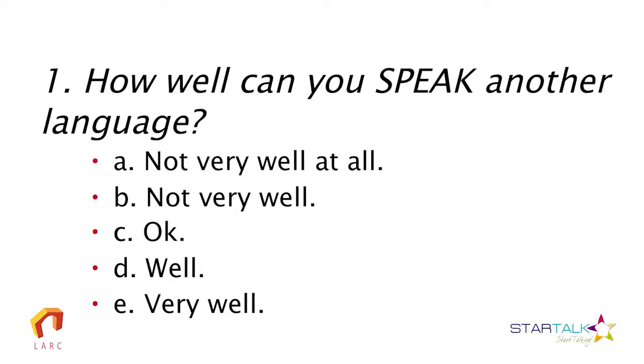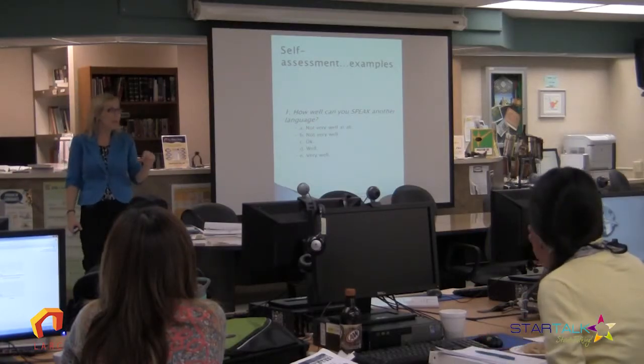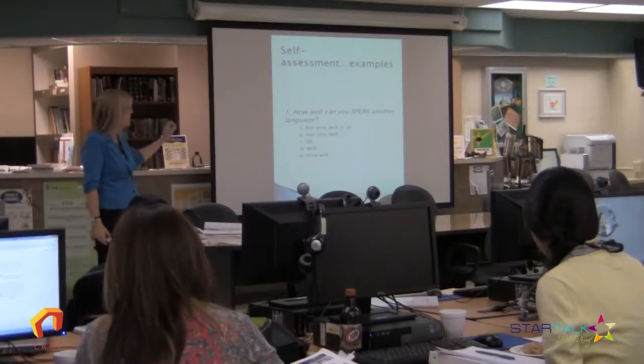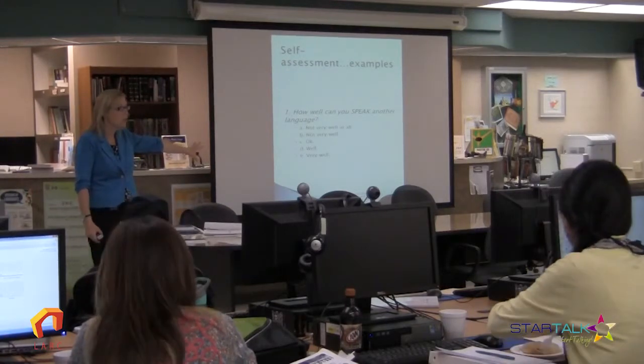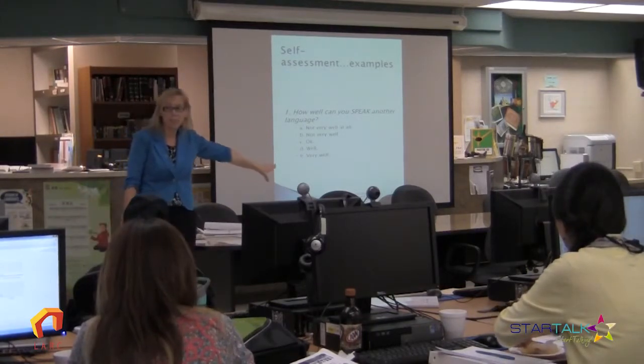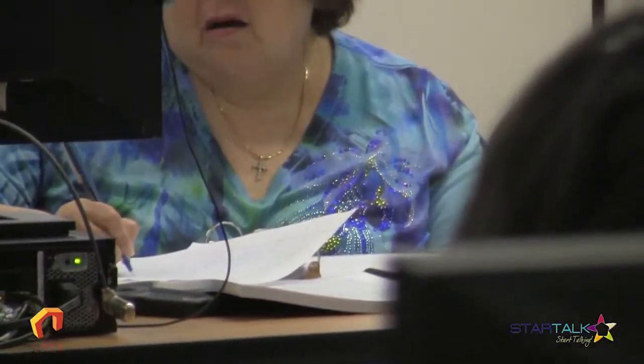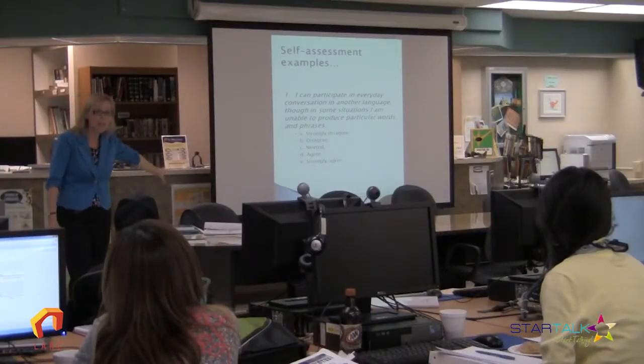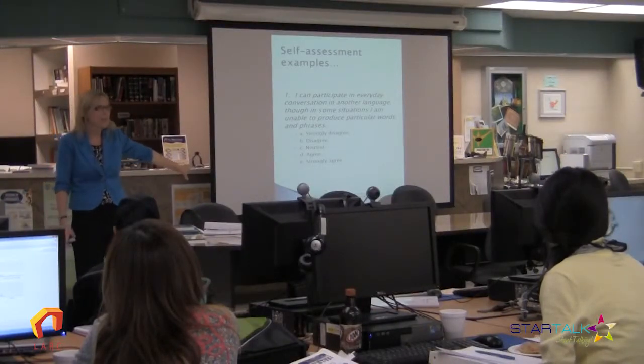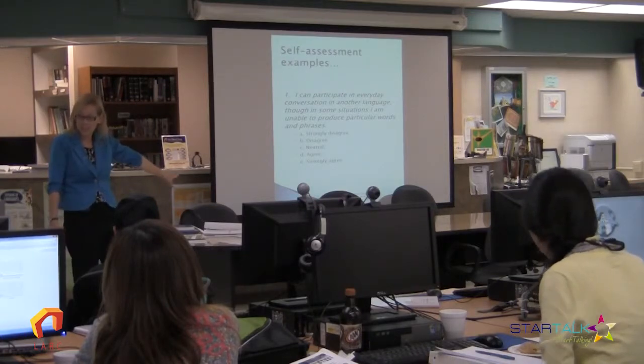I'm going to give you an example of a very traditional self-assessment question. How well can you speak another language? This is the traditional way to self-assess. Not very well at all, okay, well, and very well. Okay, this is a very traditional way. I have done a series of experiments using this type of self-assessment that have shown students do not accurately self-assess themselves. Okay? However, when we use criterion reference self-assessment, where we situationalize the questions, they accurately assess their abilities.